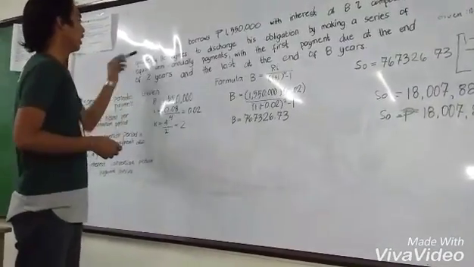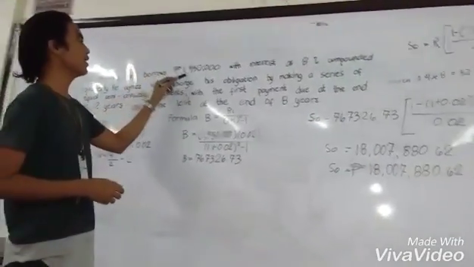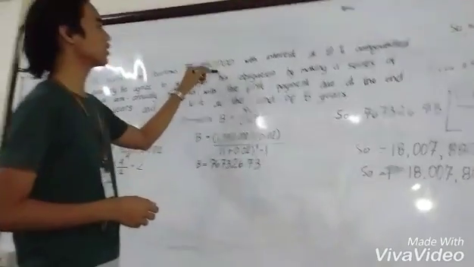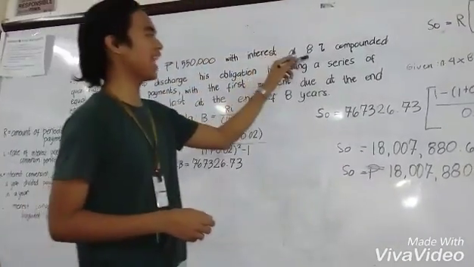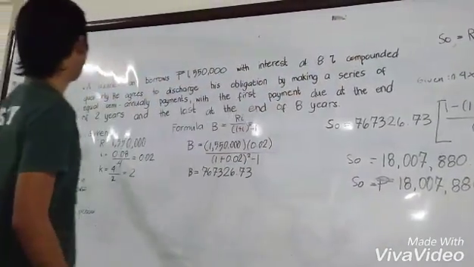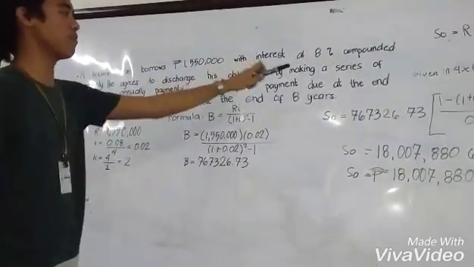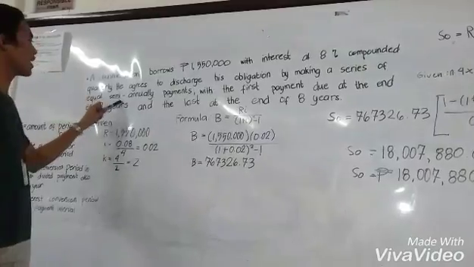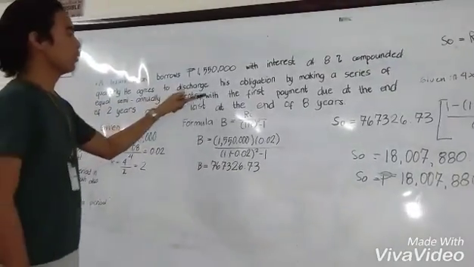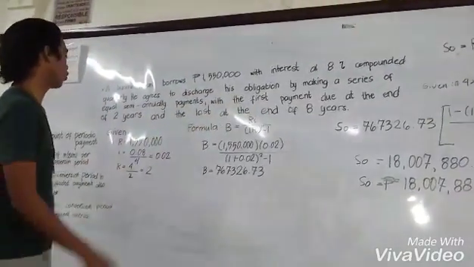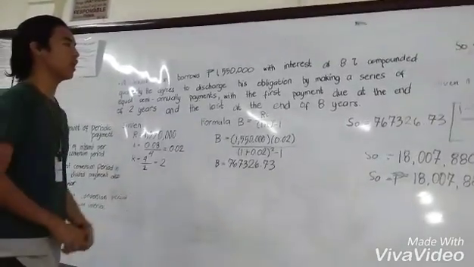Question number one. A businessman borrows 1,550,000 pesos with interest at 8% compounded quarterly. He agrees to discharge his obligation by making a series of equal semi-annual payments, with the first payment due at the end of 2 years and the last at the end of 8 years.